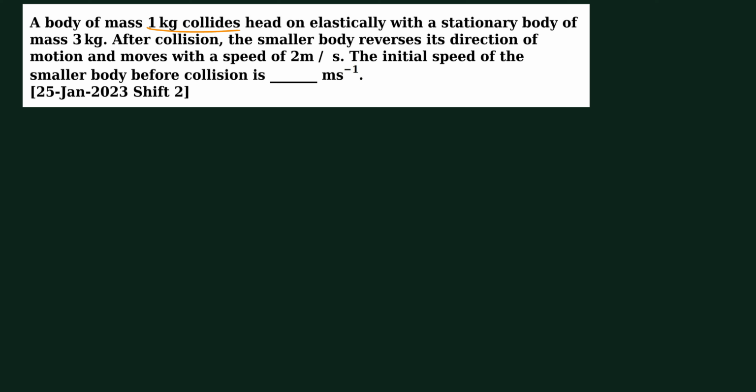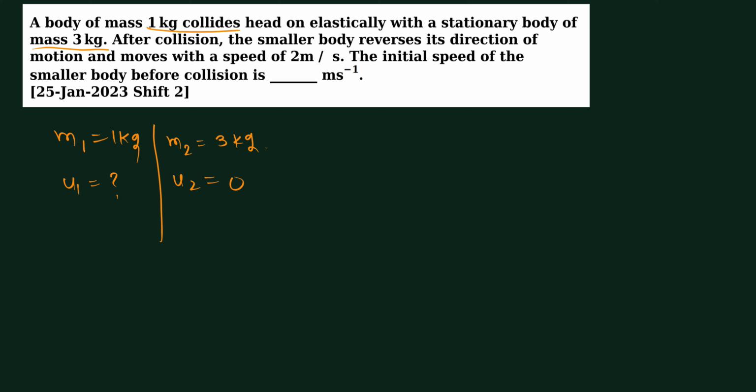A body of mass 1 kg collides head-on elastically with a stationary body of mass 3 kg. So the body of mass 1 kg, let us say that is m1, m1 equal to 1 kg, m2 equal to 3 kg. Head-on elastically with a stationary body of mass 3 kg means u2 value is 0. Okay, so u1 value.